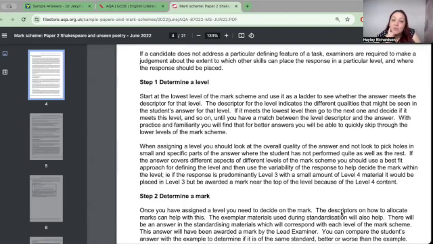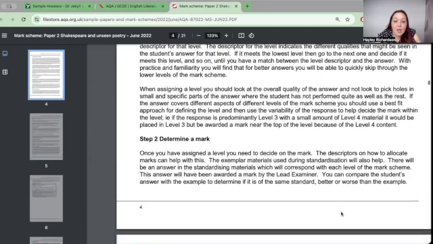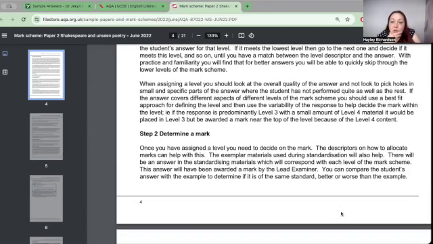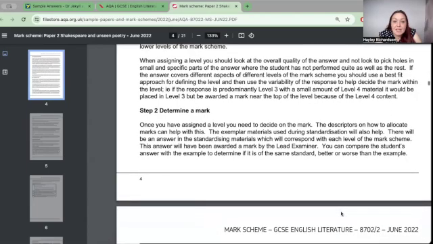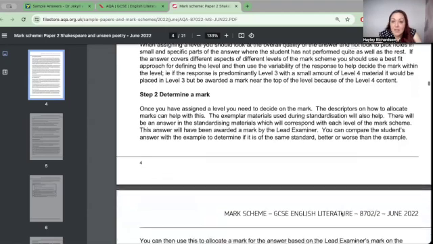With practice and familiarity, for better answers, you'll be able to quickly skip through the lower levels of the mark scheme. When assigning a level, you should look at the overall quality of the answer and not look to pick holes in small and specific parts of the answer where the student has not performed quite as well as the rest. If the answer covers different aspects of different levels of the mark scheme, you should use a best fit approach for defining the level and then use the variability of the response to help decide the mark within the level. For example, if the response is predominantly level 3 with a small amount of level 4 material, it would be placed in level 3 but be awarded a mark near the top of that level because of the level 4 content. Okay, so does that make sense?